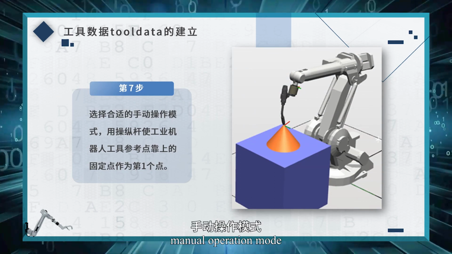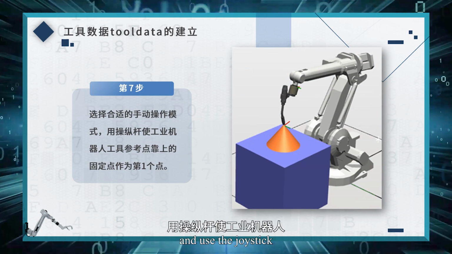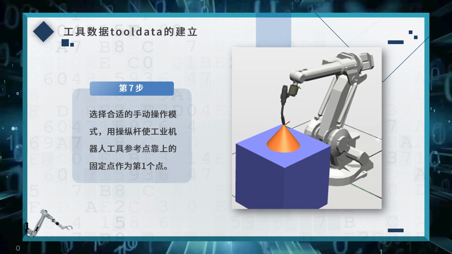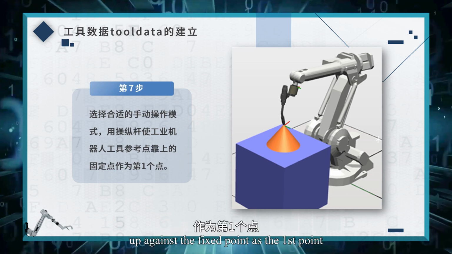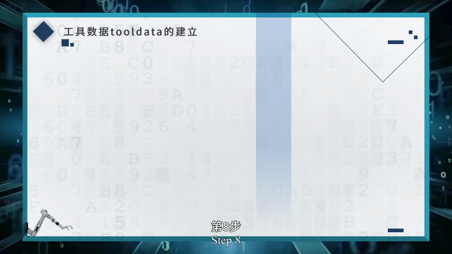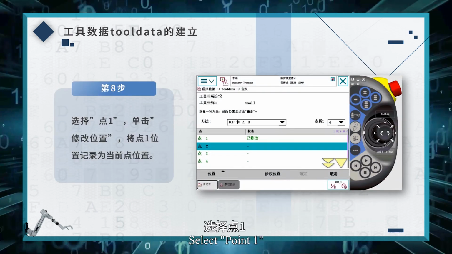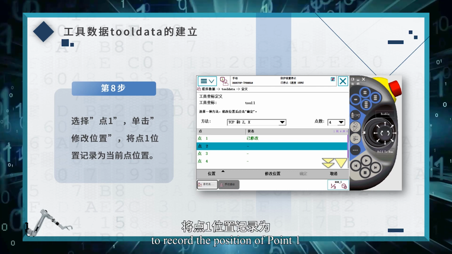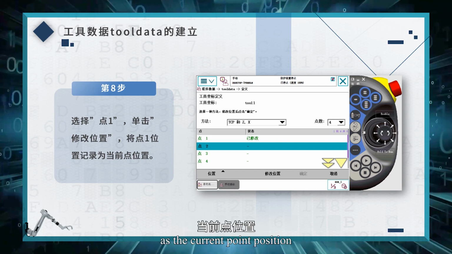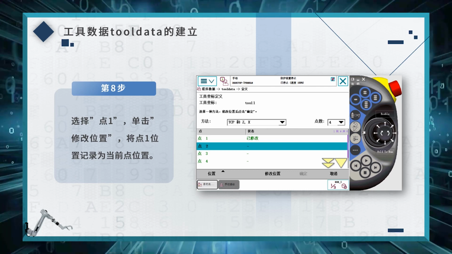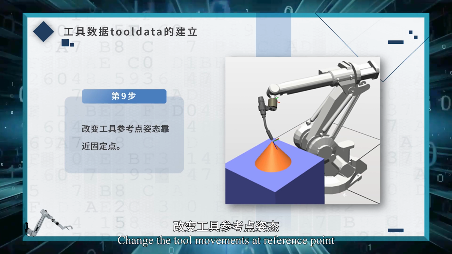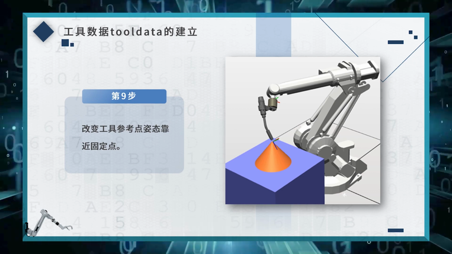Select the appropriate manual operation mode and use the joystick to make the industrial robot tool reference point up against the fixed point as the first point. Step 8. Select point 1 and click Modify Position to record the position of point 1 as the current point position. Step 9. Change the tool movements at reference point closer to the fixed point.